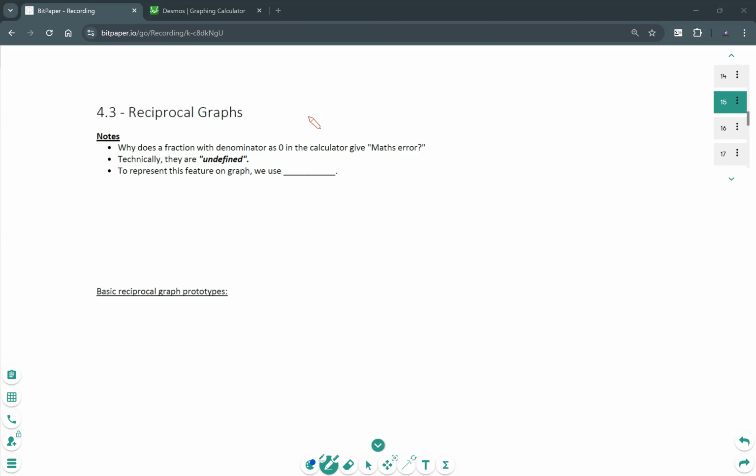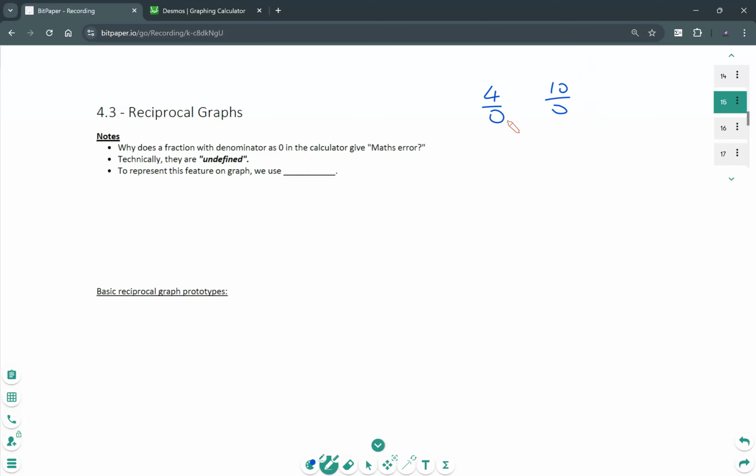Now, before we start, let's have a look in the notes. Why does a fraction with denominator as 0 in a calculator give a maths error? So when you put 4 divided by 0, you get maths error. 10 divided by 0, maths error. The reason is that technically we call them undefined. Now, if you want to listen to why it is undefined, I can explain it, but if you're not interested, just skip forward a little bit, okay?